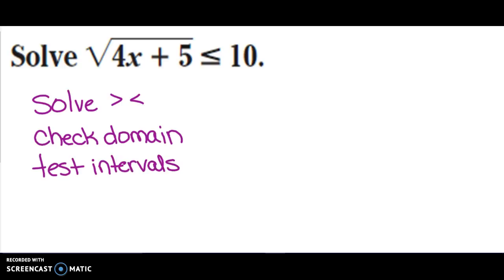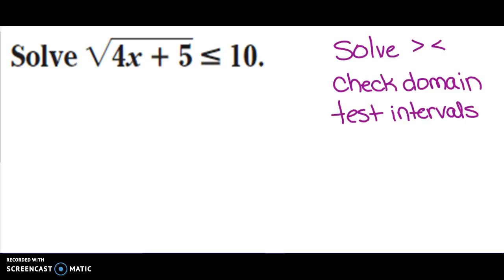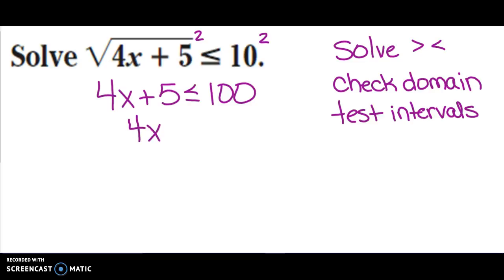Okay, so I'm going to move this over here and get it out of the way. So I moved it out of the way so we can get to work on this. So square both sides, just solving the inequality. All right, so you end up with 4x plus 5 less than or equal to 100. And then you basically just work it out. 4x is going to be less than or equal to 95. X is going to be less than or equal to 95 over 4. So there's one of your answers. You go ahead and put that over here.